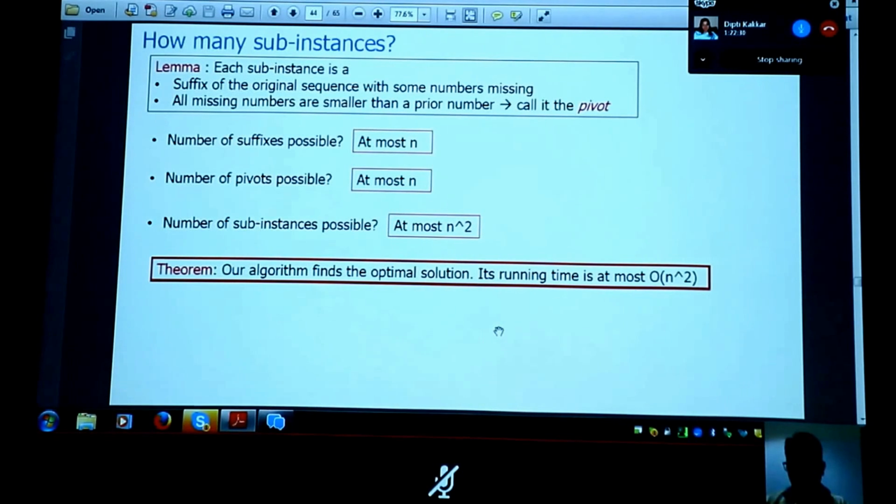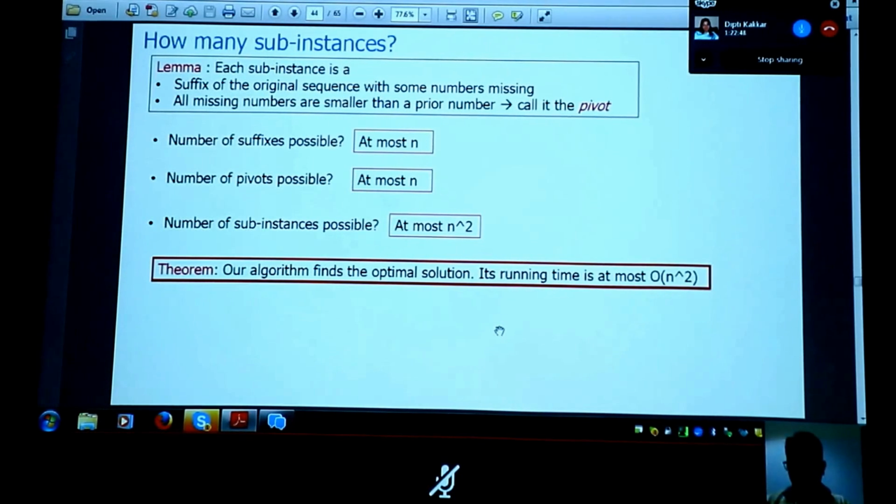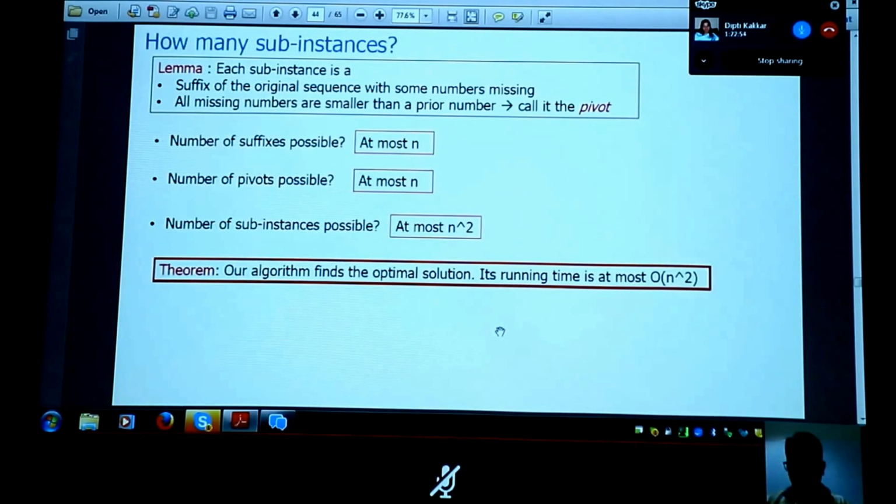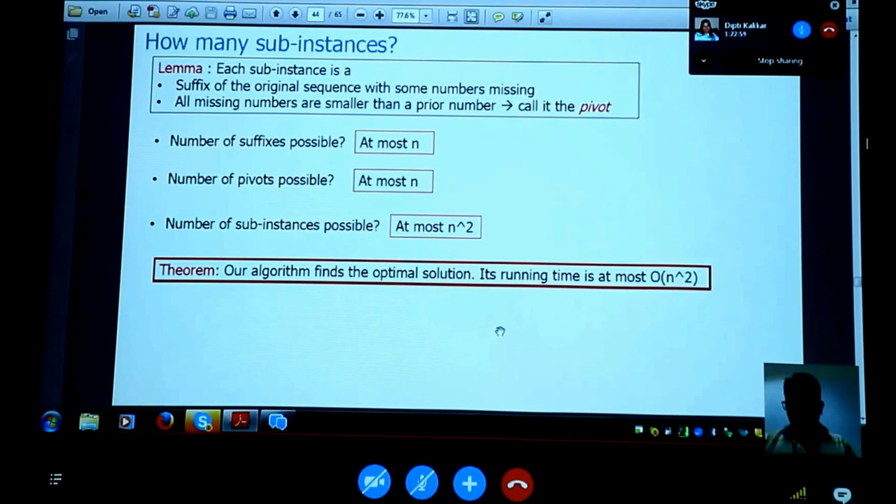Now, how many suffixes are there? That is easy, that is the old story: at most n suffixes. How many pivots can there be? A pivot is some prior number, so there can be at most n of them. So the total number of sub-instances is only n square. Even though it looks like all things may come out of it, only n square can come out of it. So I can memorize it, and I can do it. Our algorithm will find the optimal solution, and it will run in time n square. That's the number of sub-instances. That's it.